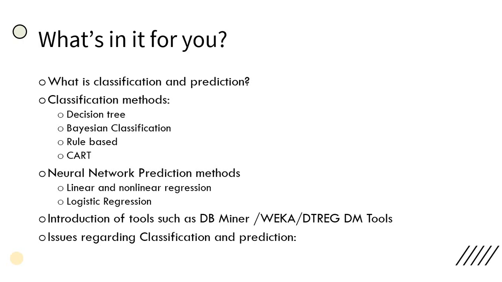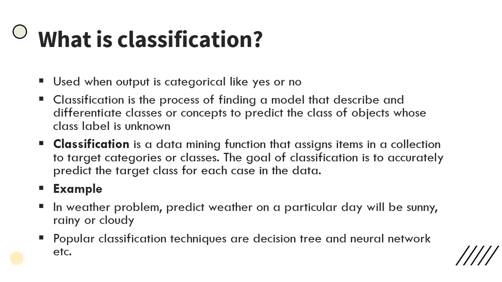So let's start with the first concept: what is classification and what is prediction. First is classification. What is classification? It is used when the output is categorical, like yes or no. If you want to give the answer in yes or no, such as whether a person buys t-shirts or jeans, then in that type of scenario classification is used.